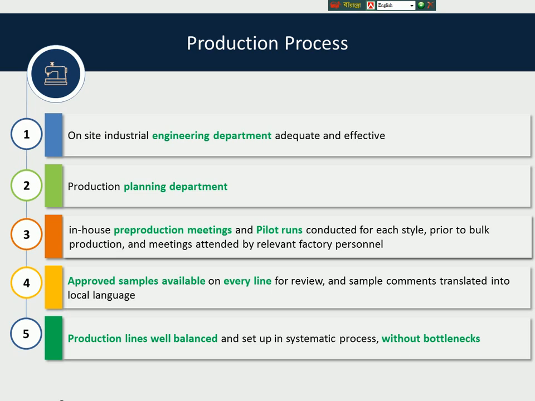Production process. On-site industrial engineering department adequate and effective. Production planning department. In-house pre-production meeting and pilot runs conducted for each style prior to bulk production, and meeting attended by relevant factory personnel. Approved samples available on every line for review, and sample comments translated into local language. Production line well balanced and set up in systematic process without bottleneck.